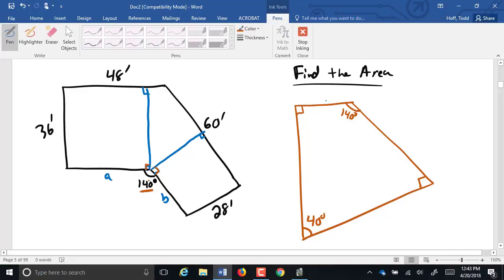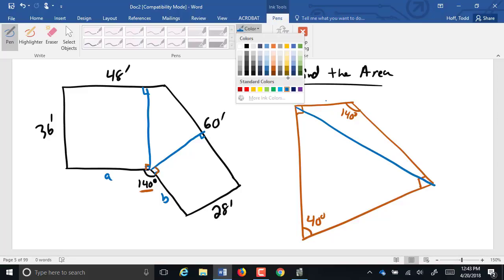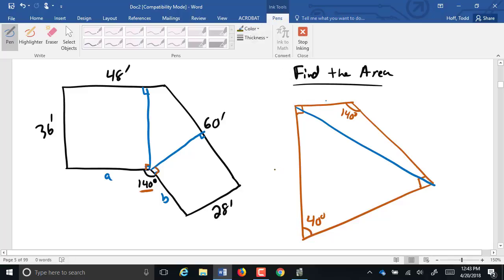Or you could look at it, it's a four-sided figure. It has to have a 360 degree angle sum. You could do it that way as well. Then what do we do? From right angle to right angle, we connect it, okay? We know 36 and 28, you are correct. Call this side C. How do we find side C?